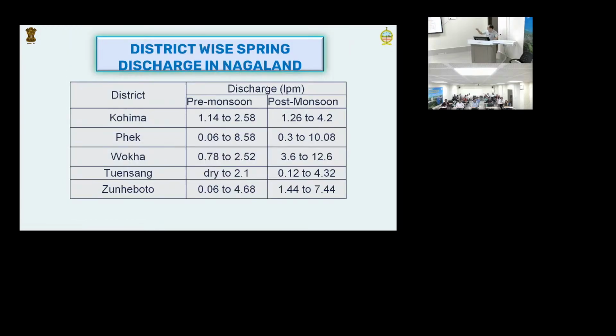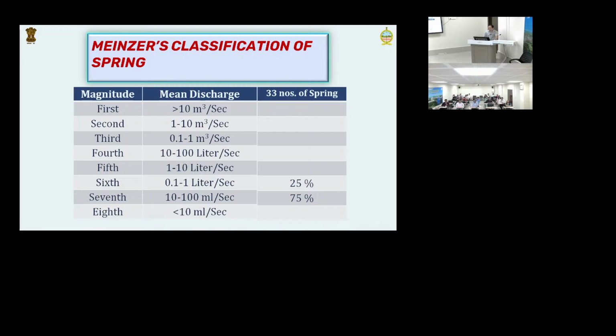We have done inventory only in a few districts. This one is in LPM, liters per minute. The discharge ranges from 0.06 liters per minute to 8.58, which is very less. And most of the springs in Nagaland fall under this magnitude.